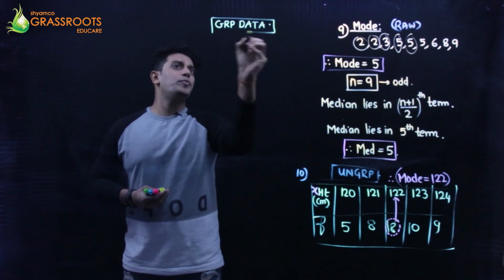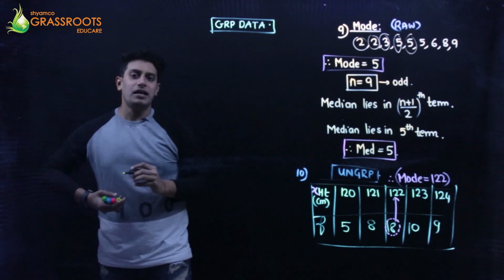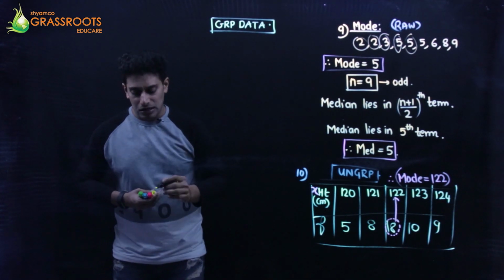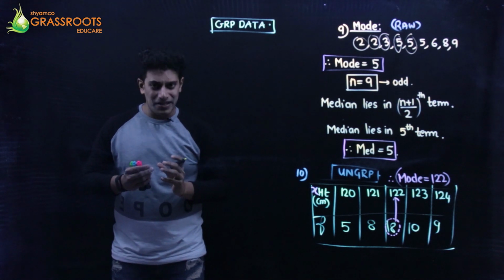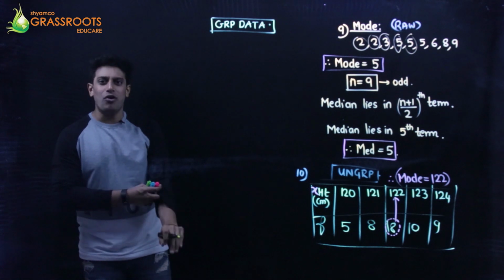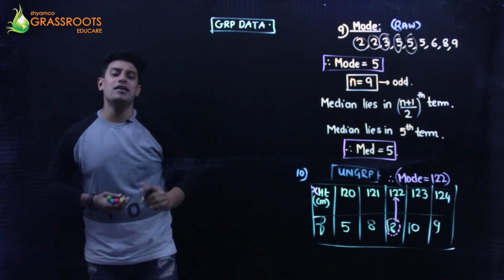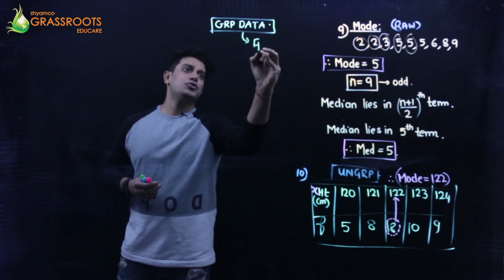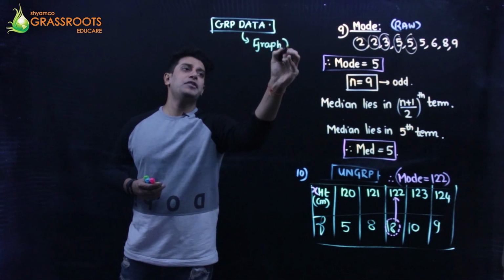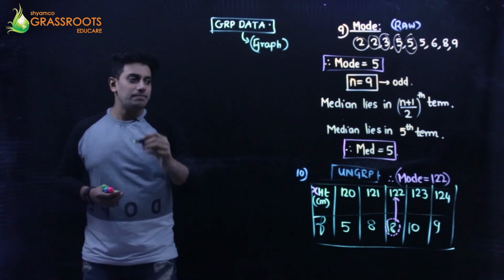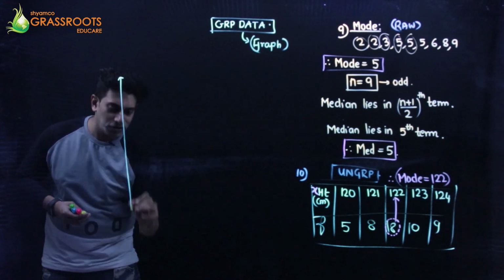We talk about the group data now. In the group data, we have been given a class interval, and we need to find the mode. I'm not writing down the question. We need a graph for group data. So with the help of a graph, we are going to find out the mode. Let's see how. So plotting the graph.